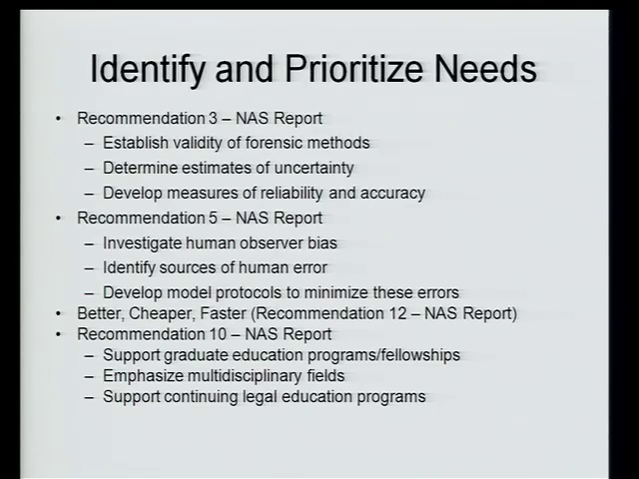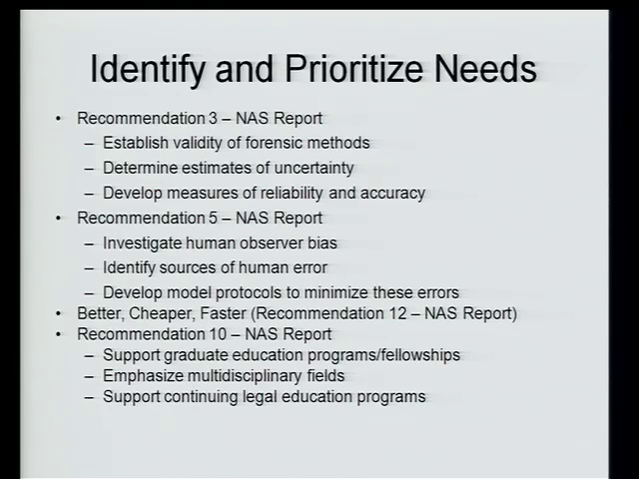Identifying and prioritizing the needs, we got a lot of help in the NAS report on how to do that. And in fact, if you pull that up in Adobe Acrobat and search for the word research, it appears about 430 times in that report. There's a couple of recommendations here that specifically deal with research. Recommendation 3, establish validity of forensic science methods. Recommendation 5 talks about human observer bias and sources of human error.